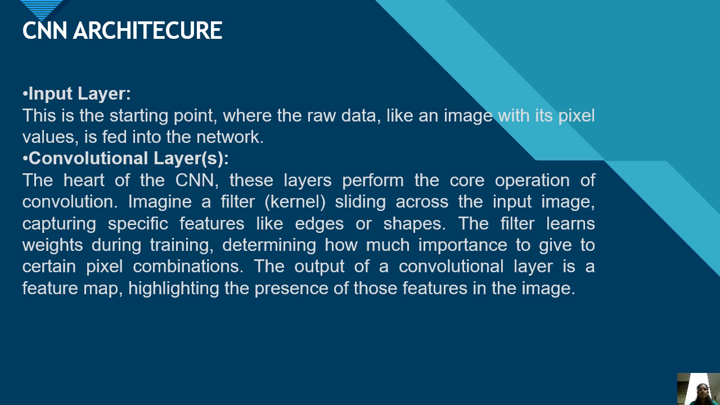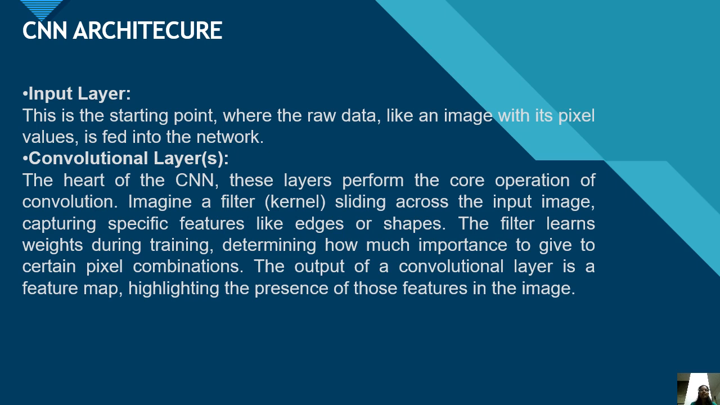Let us see the convolutional neural network architecture. This architecture consists of an input layer, convolutional layers, pooling layers, activation layers, fully connected layers, and an output layer. First, the starting stage of the architecture is the input layer. This is the starting point. Here we consider the raw data, like an image with its pixel values. This raw data is fed into the network.